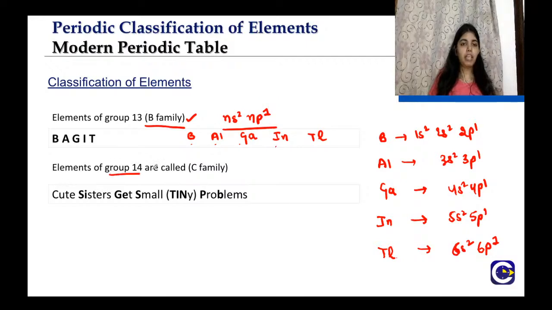Now group 14 is known as the carbon family, because the first member is carbon.